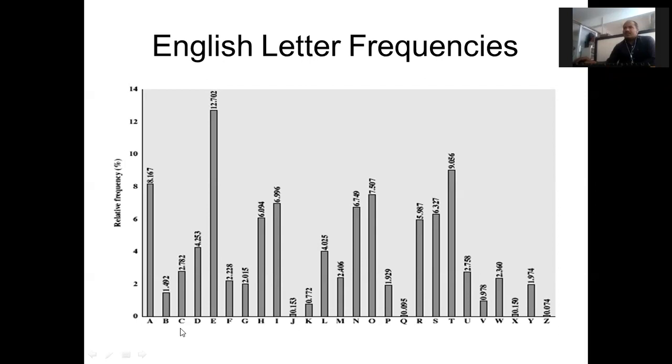On the horizontal side we have the characters, that is the alphabet, and on the vertical side we have the relative frequency in percentage. The letters E, T, O, N, S, I, H have the highest relative frequencies in percentage.